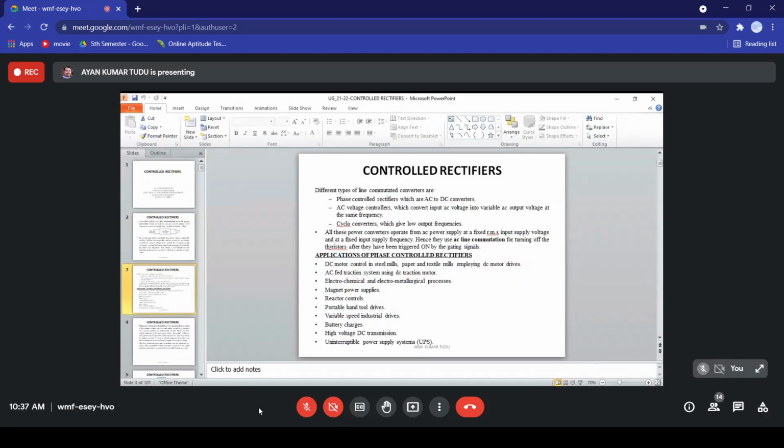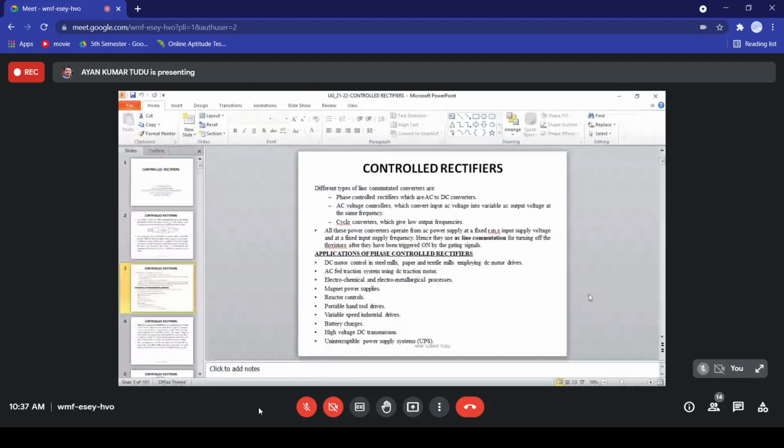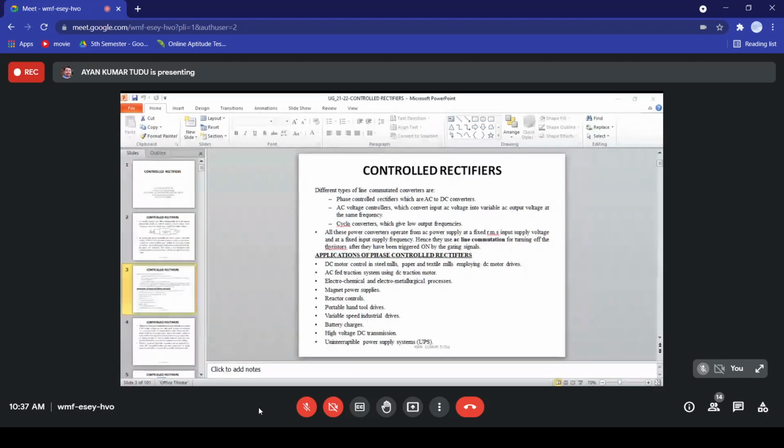What are the different types of line commutated converters? They are phase control rectifiers, which are AC to DC converters. We have AC voltage converters, which convert the AC input voltage into variable AC output voltage at the same frequency. Please remember, at the same frequency. And we have cycloconverters, which give us low output frequencies.